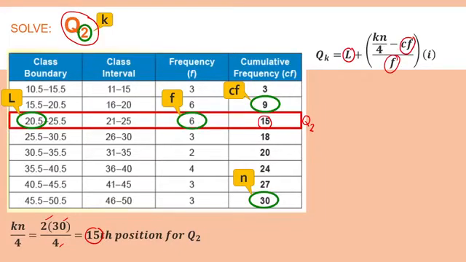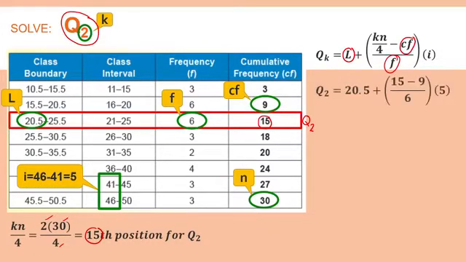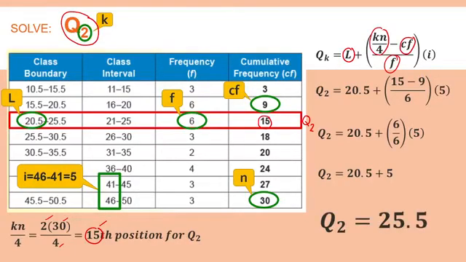Okay. What about the class size? The I. 5, sir. That's 46 minus 41. That will give you 5. So, substituting everything to the formula, take note, this Kn over 4 is simply equal to 15. So, 15 minus 9, that will give you 6. 6 divided by 6 is 1 times 5. That's 5 plus 20.5. It will give you an answer of 25.5. So this will be our second quartile.